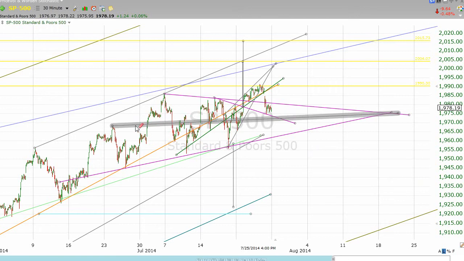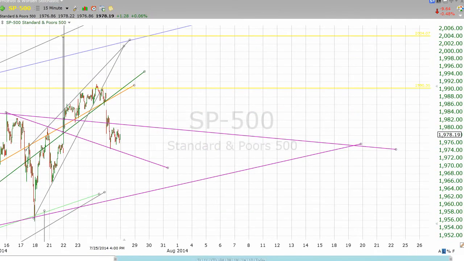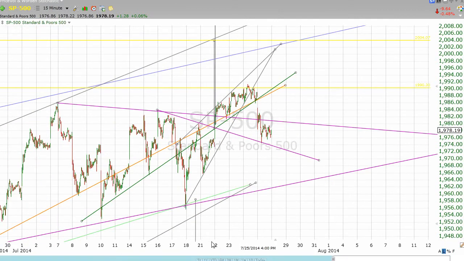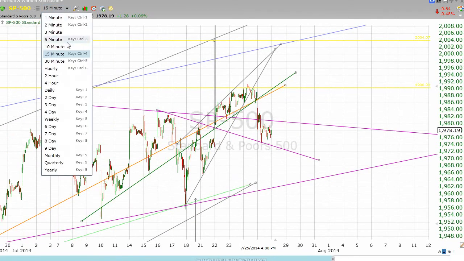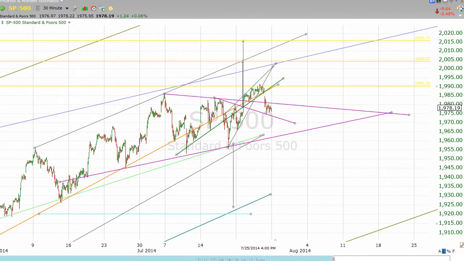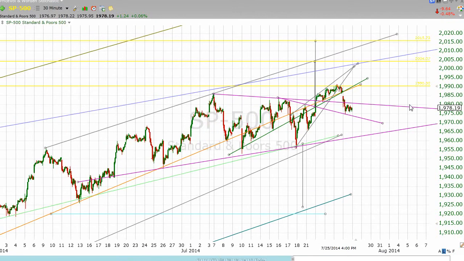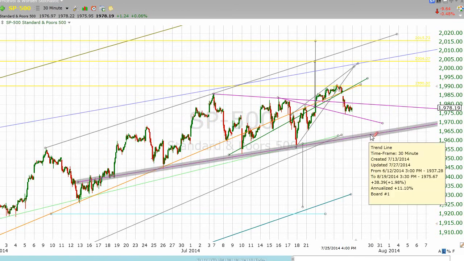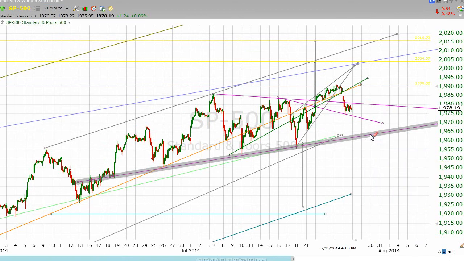So right now, I think what I'm pretty content to do is just wait this out and see where we might find some support. It could be right where we are. It could be a little bit lower. I would not really start to worry, however, until this line right here gets taken out. If this gets taken out, then you remember this was our neckline for our head and shoulders pattern right here.